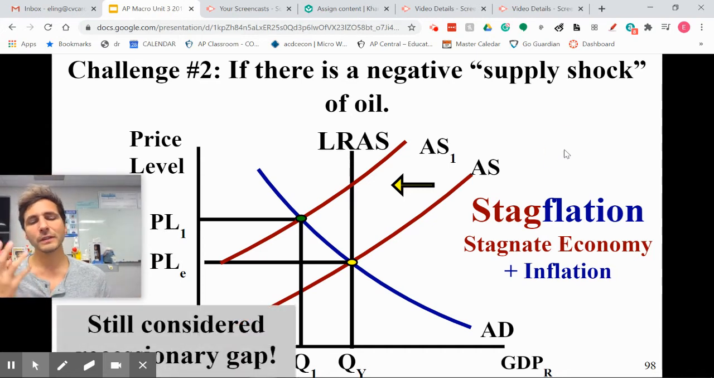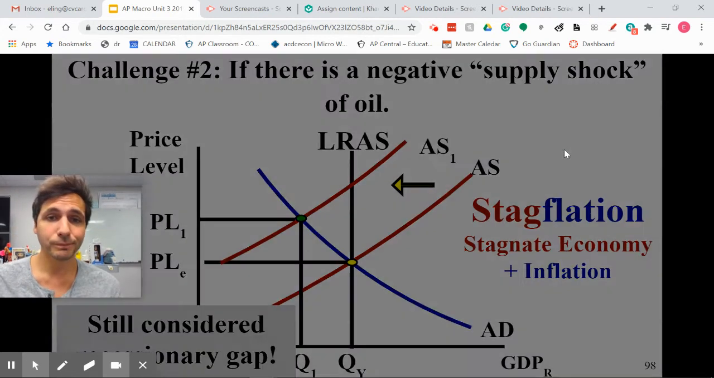Now, we still consider this a recessionary gap. That's what that says down there, recessionary gap, because recessionary gap or inflationary gap or full employment all has to do with GDP relative to where we want to be. Our GDP is lower than full employment in this case. So even with stagflation, we still have a recessionary gap. Okay, so that's aggregate supply shifting to the left because resource prices rose.